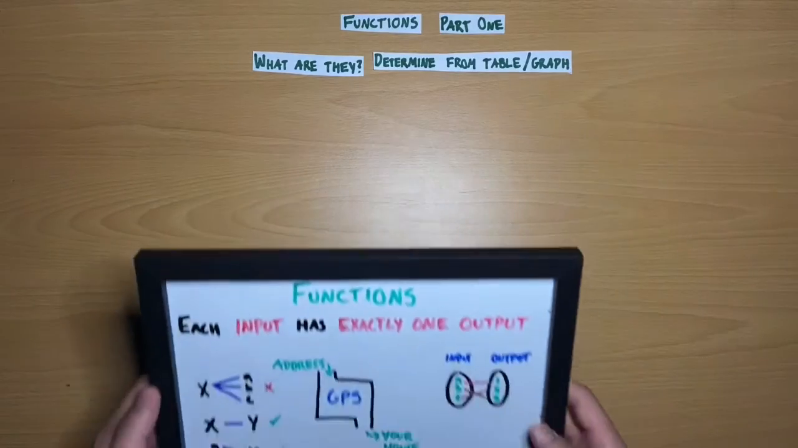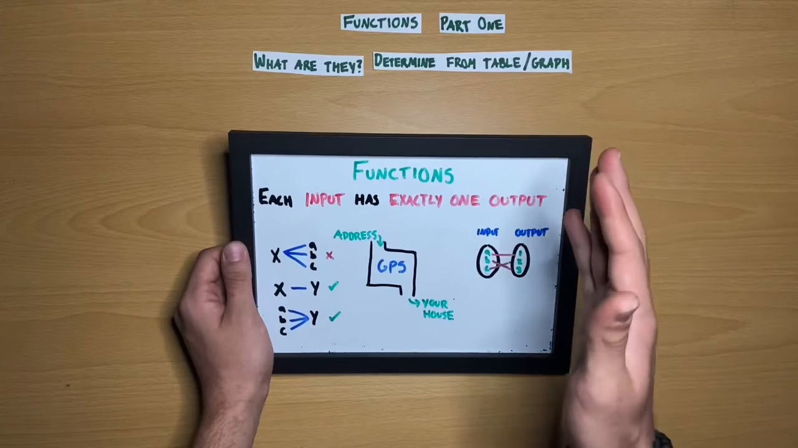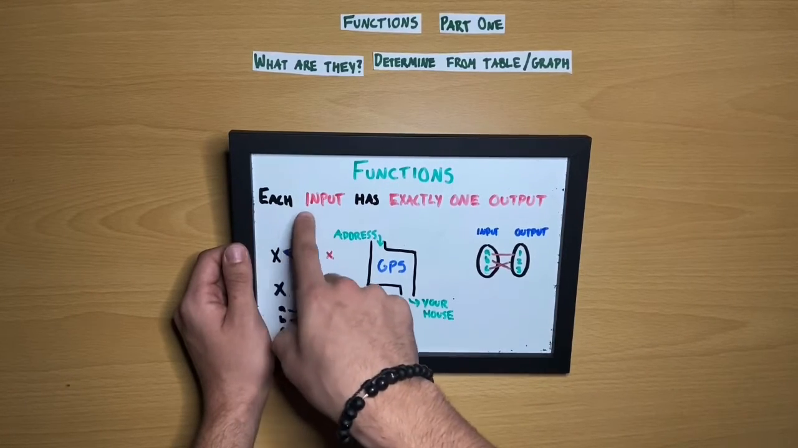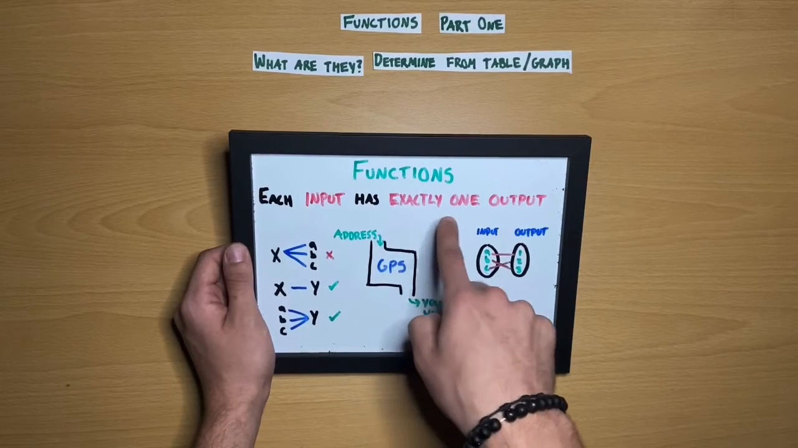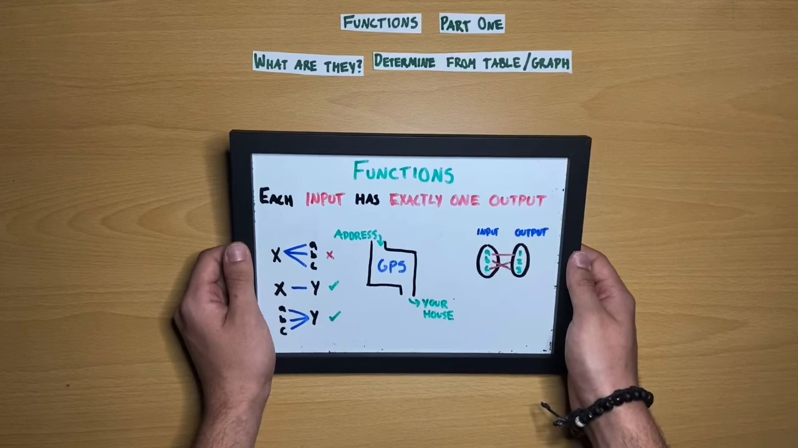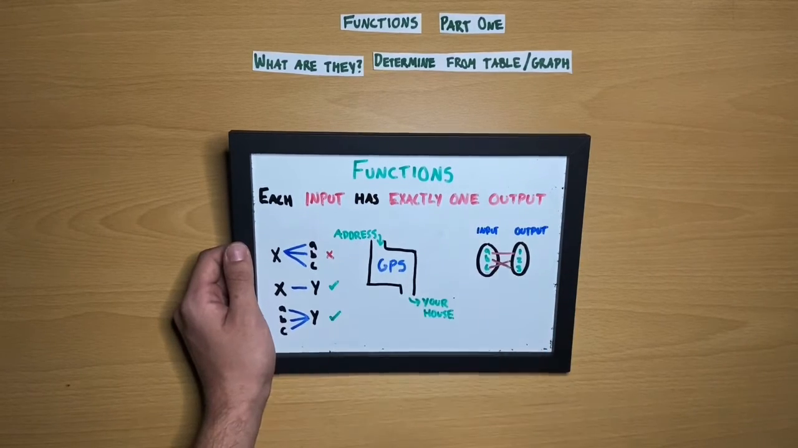So to begin, we have this. Functions are very simple. A function is a function if each input has exactly one output. No more, no less. And I want to first start off with this illustration right here.